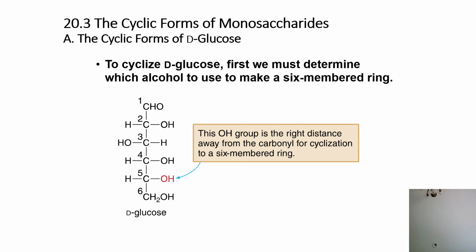So let's take a look at the cyclization of glucose. We first have to determine which alcohol is going to be used to make a 6-membered ring. And this carbon number 5 is in the right position to do so. So this is the hydroxyl group that is going to participate in the reaction.